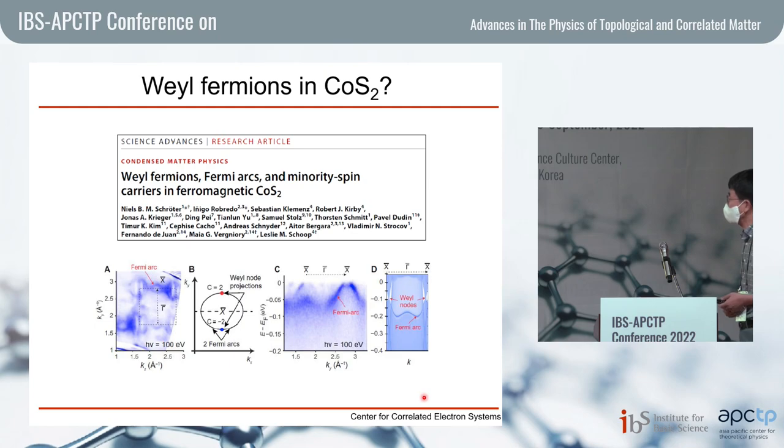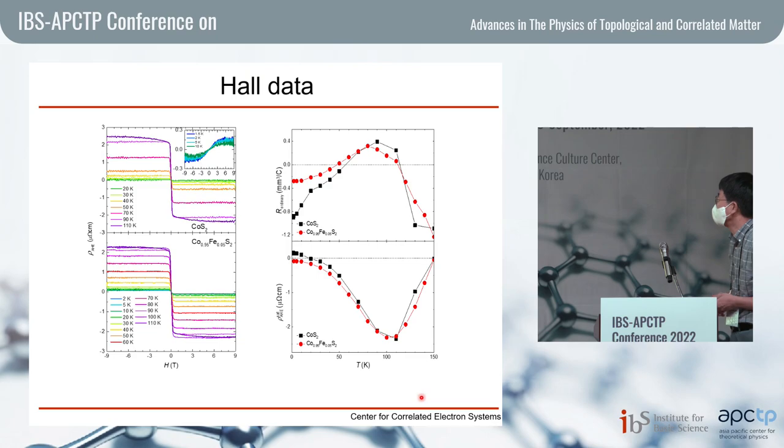In any case, cobalt disulfide, we are not the first one. Actually, there's a group reporting that there are Weyl fermions in cobalt disulfide, but there are several issues, and even though I'm not going to talk about it, I would like to let you know that Bohm-Jung Yang's group is working on it, and hopefully they can resolve those issues pretty quickly. Now, let me go into the Hall data.